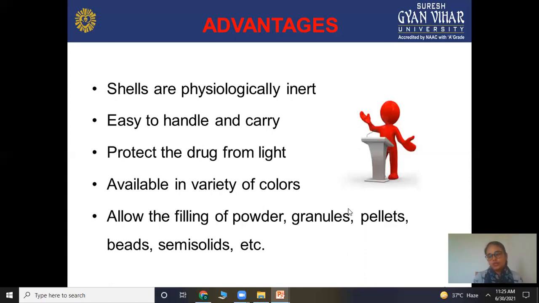Means when you formulate this capsule, it's not necessary that you use only a single type of formulation or single dry formulation. You can put any type of formulation in the hard gelatin capsule, because it contains a cap and body, and you fill this body with your medicament, and your medicament can be in powder form or granule form or pellet form or beads or semi-solid. You can use any type of formulation for filling this capsule body. So there is no limitation for a specific type of formulation.